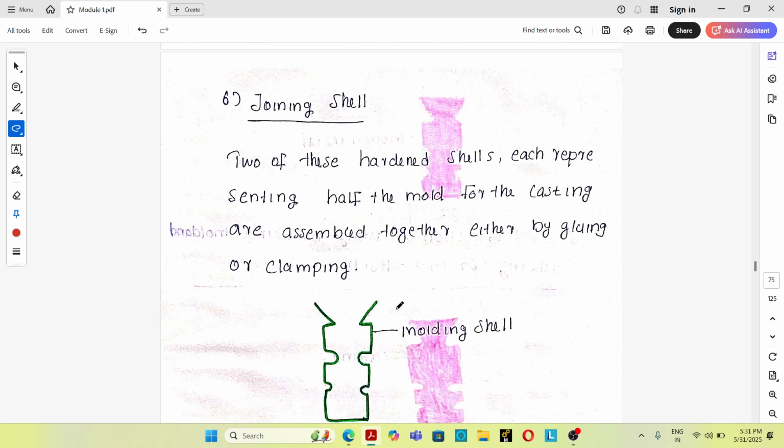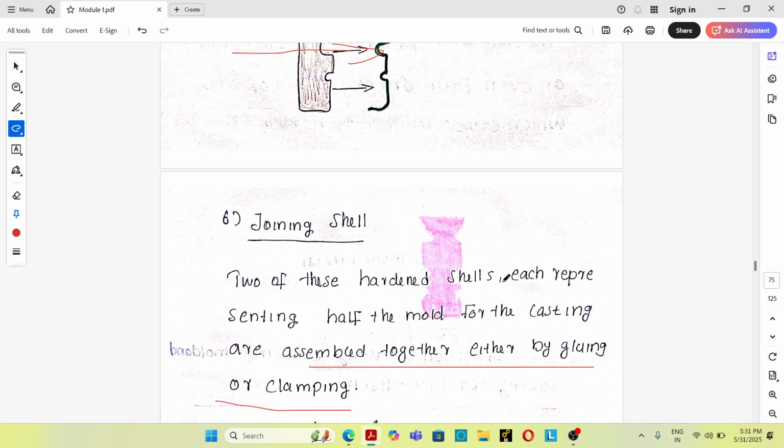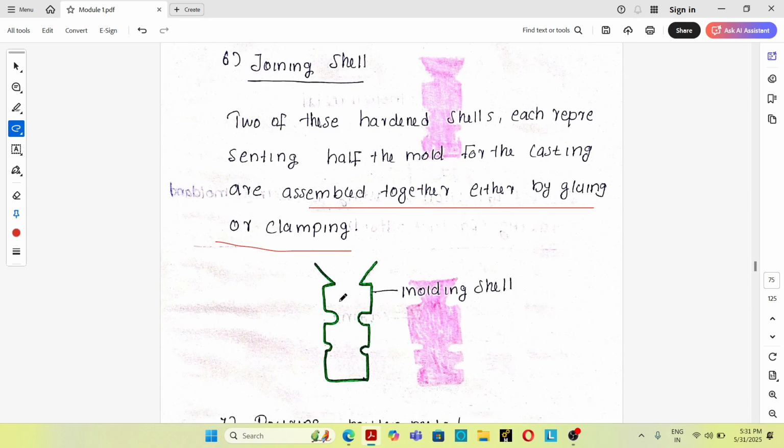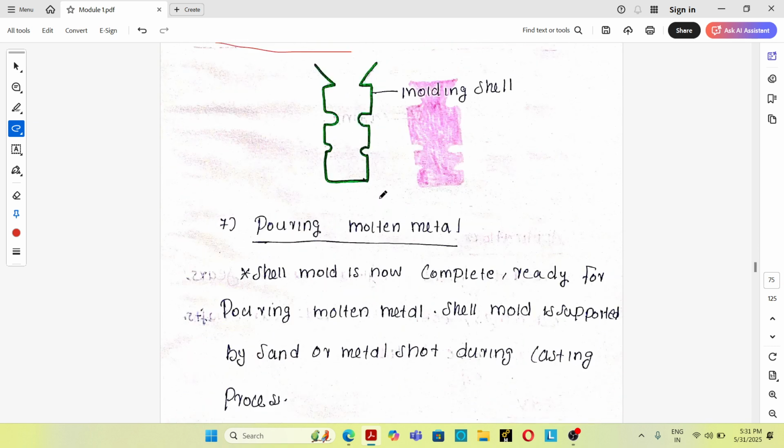Sixth step, joining the shell. Two of these hardened shells, each representing half of the mold for the casting, are assembled together either by gluing or clamping. In the same way, the other half will be produced, and these two halves are joined by using glue and some mechanical clamping methods. So that is the sixth step, joining the shell.